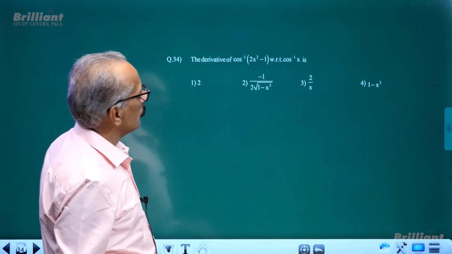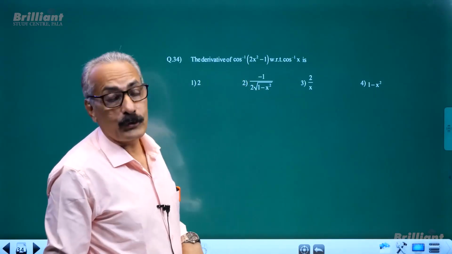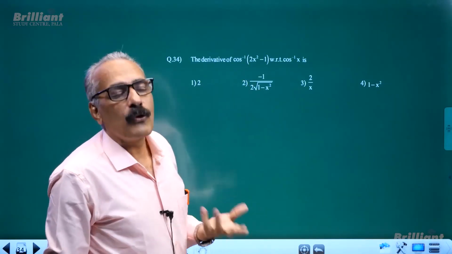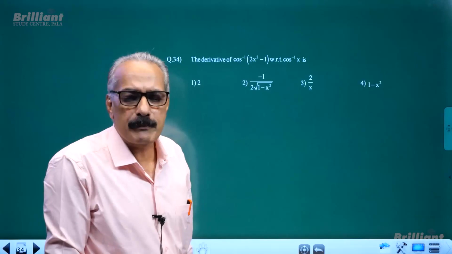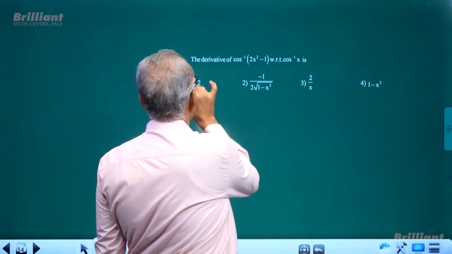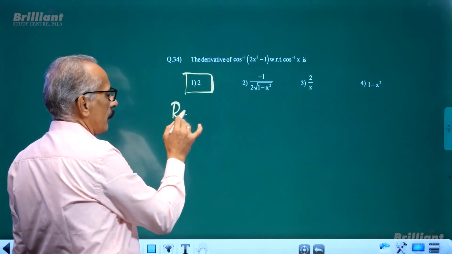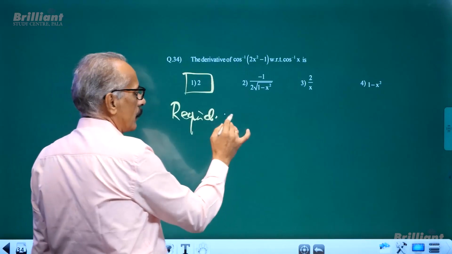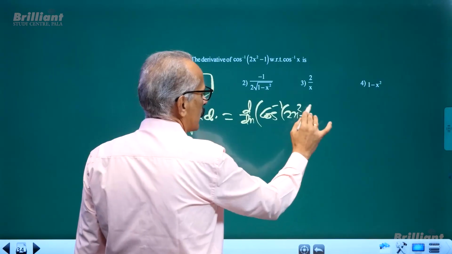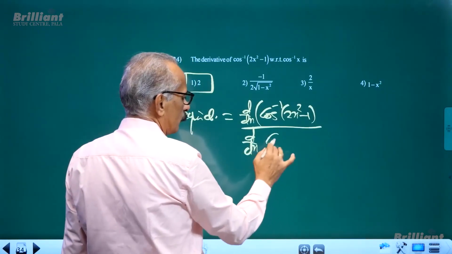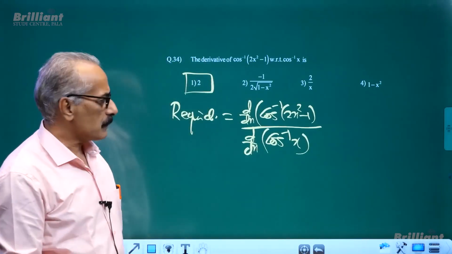The derivative of cos inverse of 2x square minus 1 with respect to cos inverse x. See, 2 cos square theta minus 1 is cos 2 theta, so this is nothing but 2 cos inverse x. Derivative of 2 cos inverse x with respect to cos inverse x is 2. So 2 is your answer. Now the required derivative equals d by dx of cos inverse of 2x square minus 1 divided by d by dx of cos inverse x. That's the formula: derivative of f(x) with respect to g(x) is derivative of f(x) by derivative of g(x).